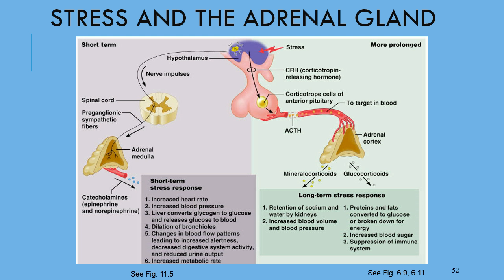So the next image just visually summarizes what we just talked about. How short-term stress is acknowledged or handled through the adrenal medulla's release of epinephrine and norepinephrine. And then any prolonged stress is handled by the release of our glucocorticoids and mineralocorticoids by the adrenal cortex. Looks like figures 6.9 and 6.11 illustrate the role of the mineralocorticoids and the glucocorticoids. What questions do you have over the cortex or the medulla before we move over to the pancreas? All right, pancreas it is.